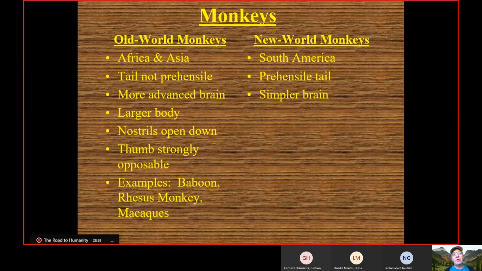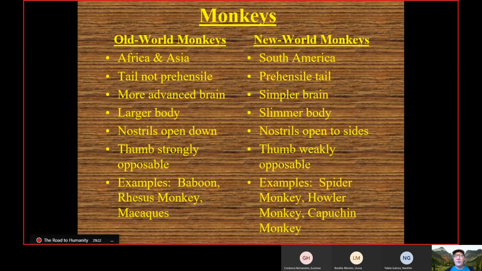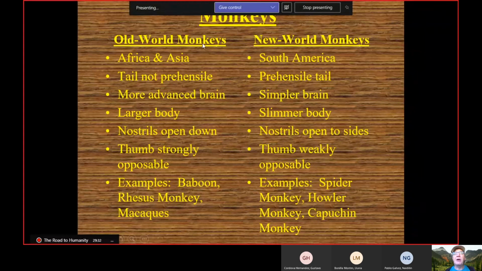Their brain is simpler, though, and their body is smaller. And this seems crazy to me, but their nostrils open to the sides of their nose. Just imagine what it's like when they sneeze. A little different than what happens for us. Their thumb is less opposable than the African monkeys. And examples include the spider monkey, the howler monkey, the capuchin monkey. So when I say they're in South America, this should also say Central America. They're in both South and Central America.